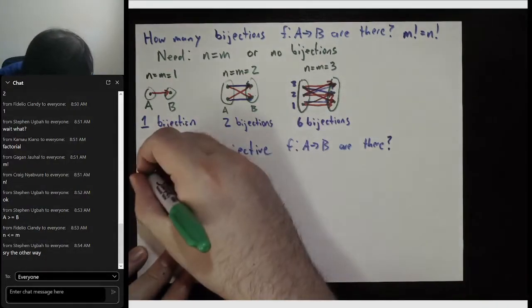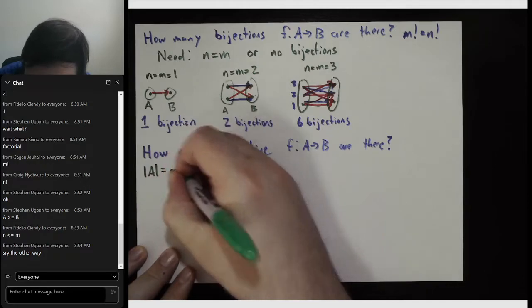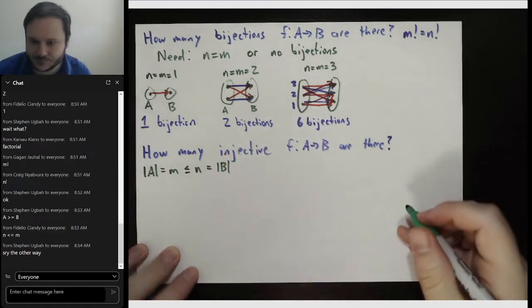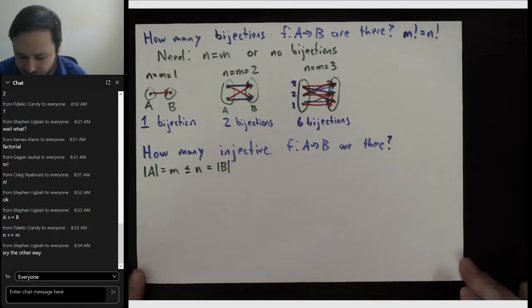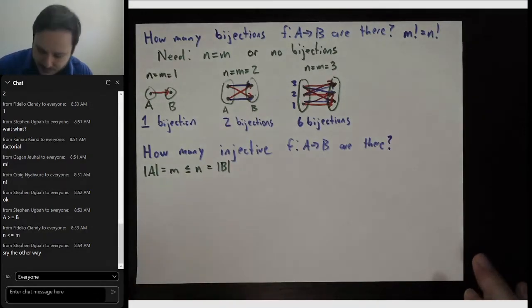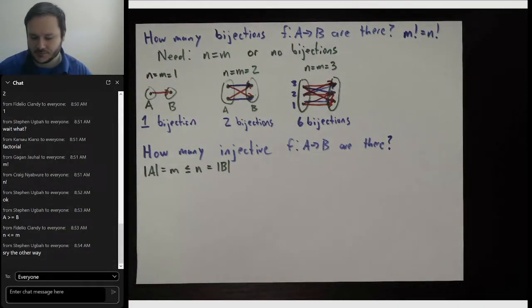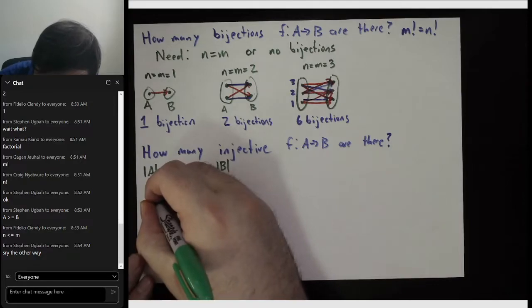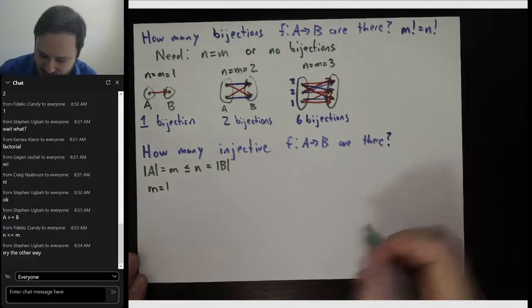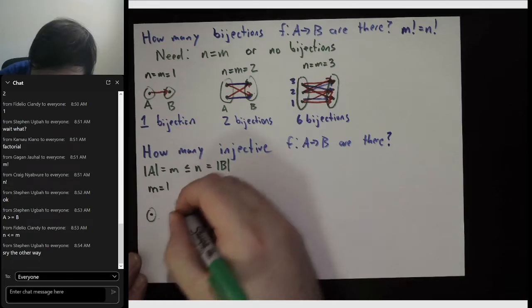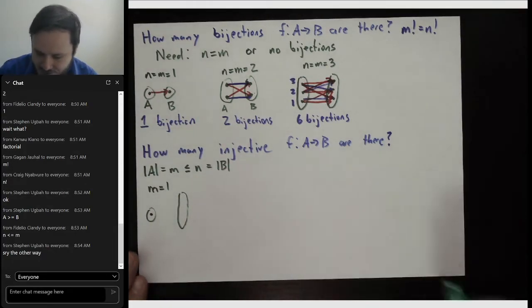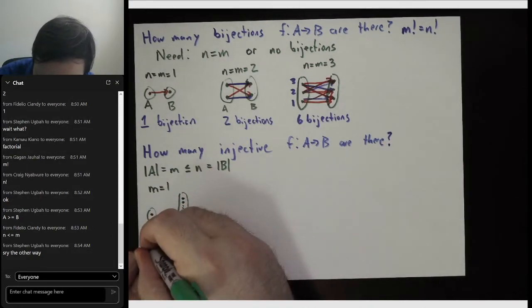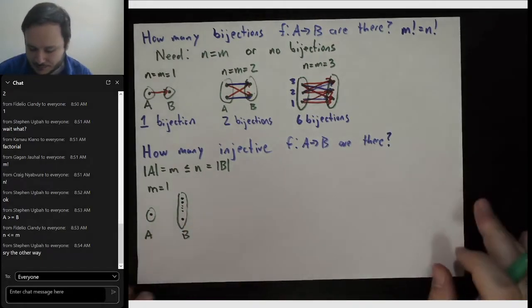So I'll write this like this. The size of A, which is equal to M, has to be smaller than N, which is the size of B, in order to fit. So let's do some small cases, see if we can work it out. Let's say m equals 1. Right, that's our nice easy case. And n just has to be bigger than or equal to 1. Here's my A, here's my B.